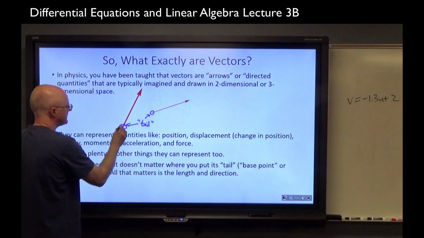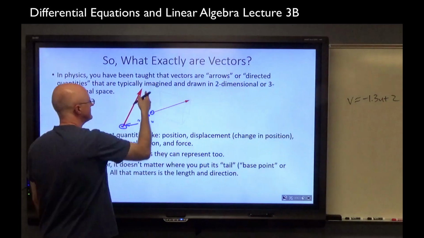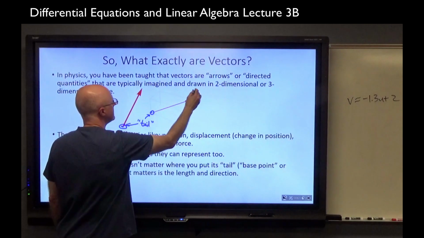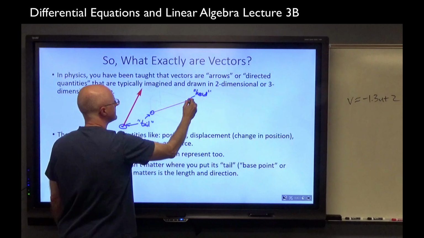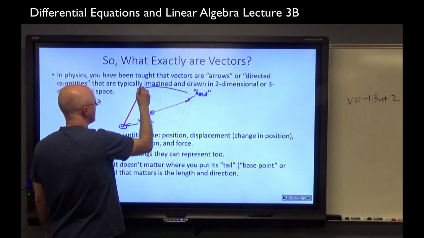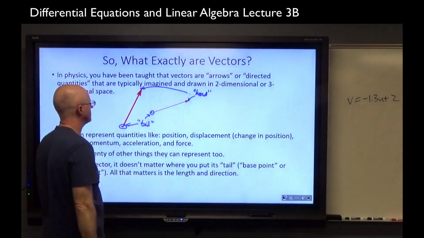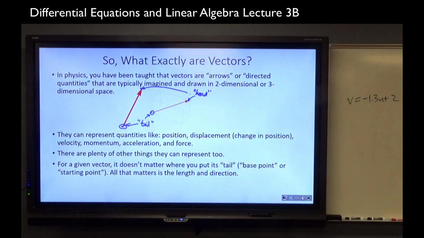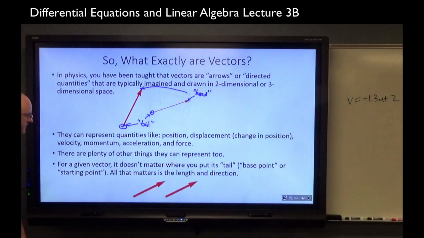As a starting point. And the tip of the arrow is called the head. You can think of it as a point as well. I mean, you could call the whole arrow part itself the head, but it's better to think of it as a point at the tip. And it doesn't matter where you put the vector as far as what vector it is. All that matters is that it's got the right length and direction.